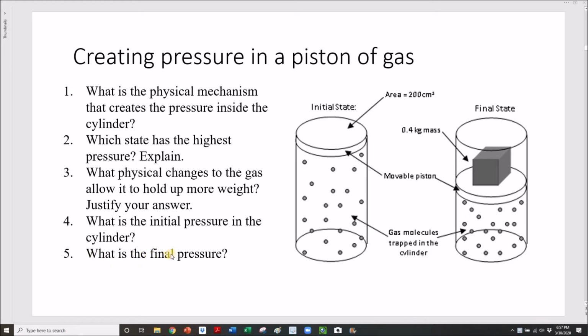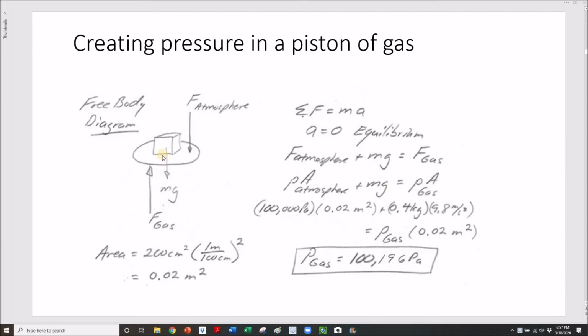All right, our final question is, what is the final pressure of the final state? Okay, in order to solve this, we need to set up a free body diagram. So this is the piston. There's a gravity force pulling the weight, or the mass, down. There's the force from the outside atmosphere pushing down on the piston. And then there's the force from the gas on the inside pushing up. So this object is in equilibrium. The acceleration is 0, so the forces have to cancel out. Therefore, these two forces down equal the force from the gas up.